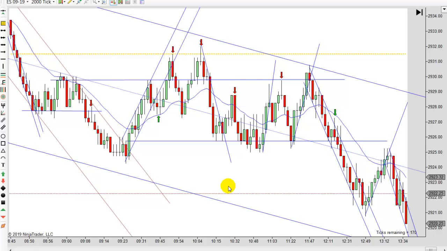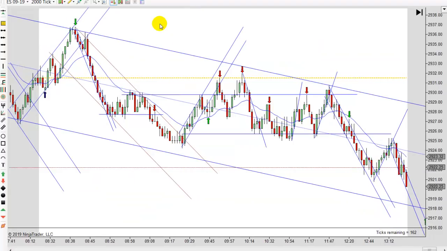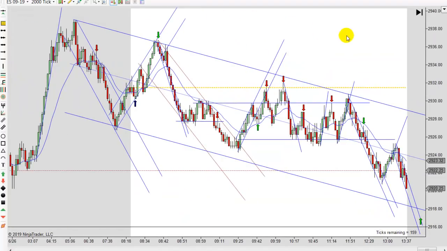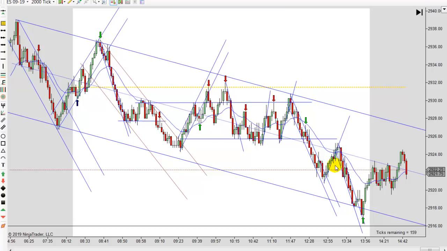Let me back out here. You can see it again there, your two-tiered channel working lower. And you can see prices clearly working that midline all the way down all day long.